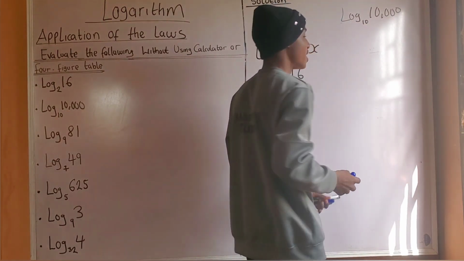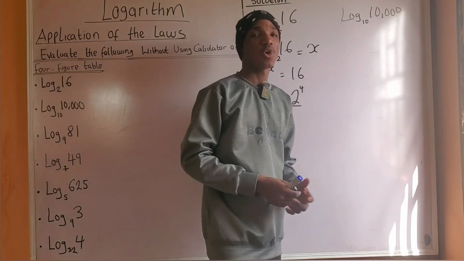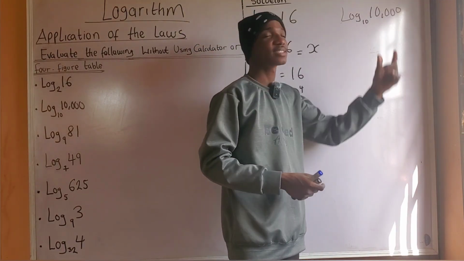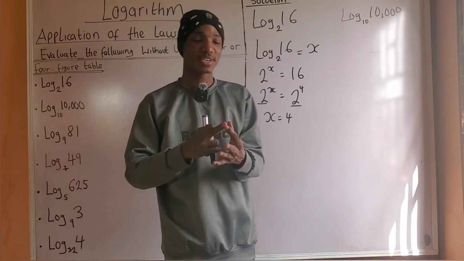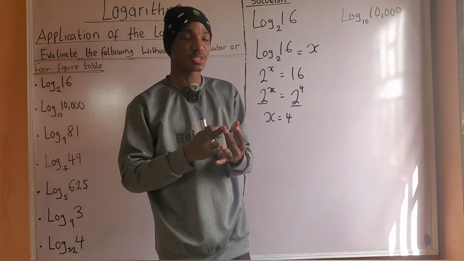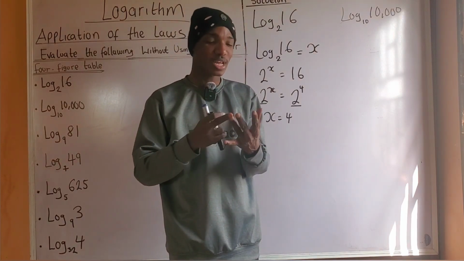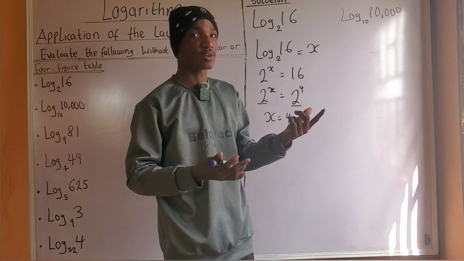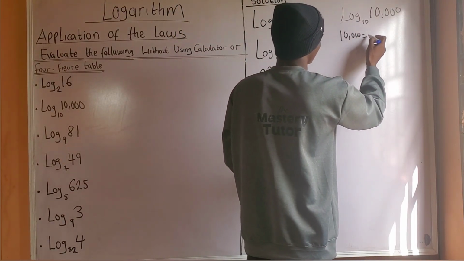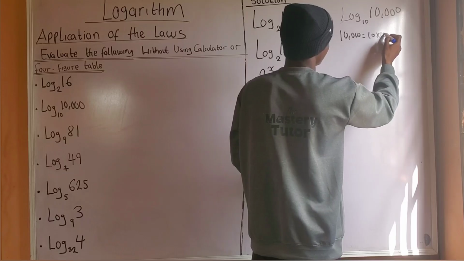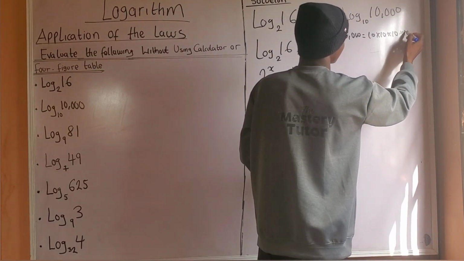Now the base here is 10. So I'm going to write 10,000 as an index of 10. 10 times 10 will give me 100. 100 times 10 will give me 1,000. 1,000 times 10 will give me 10,000. So that means 10 raised to the power of 4 will give me 10,000, right?